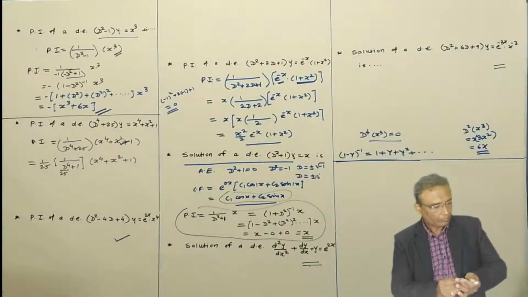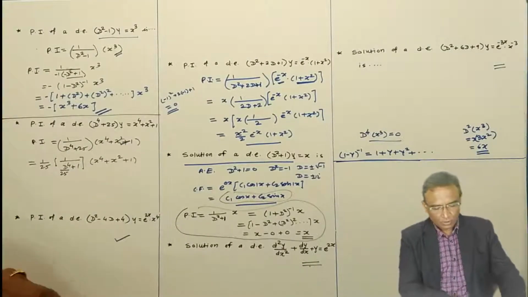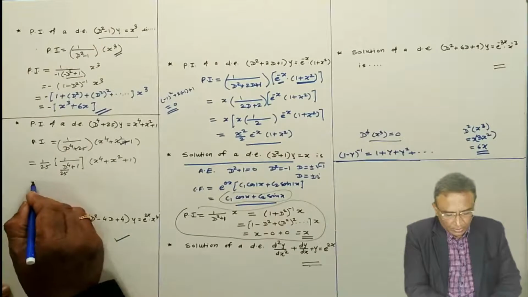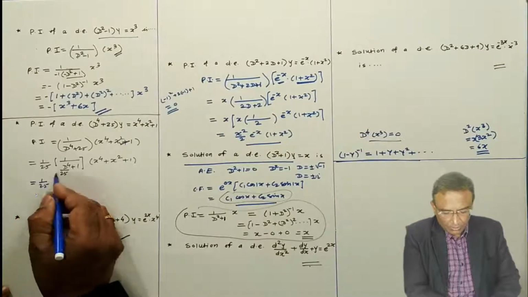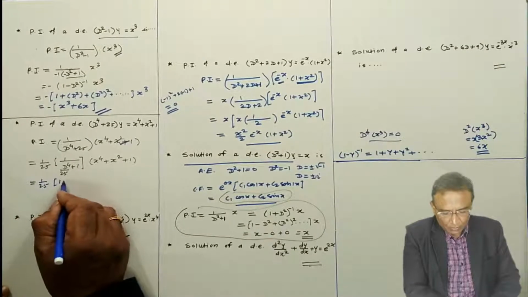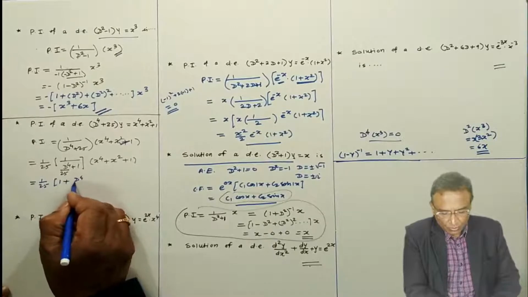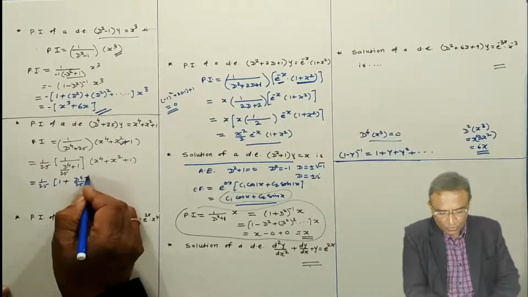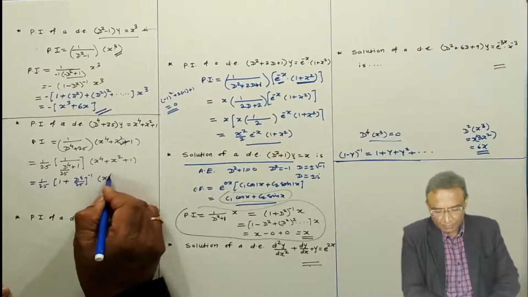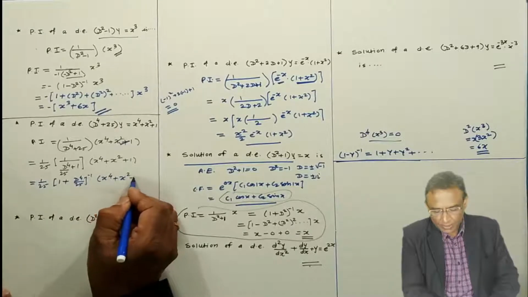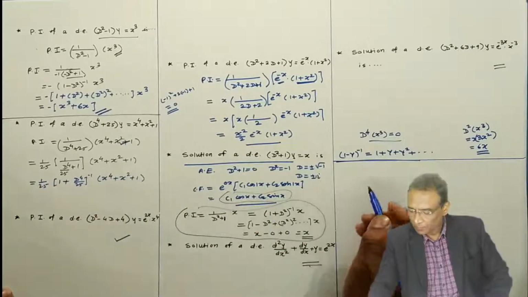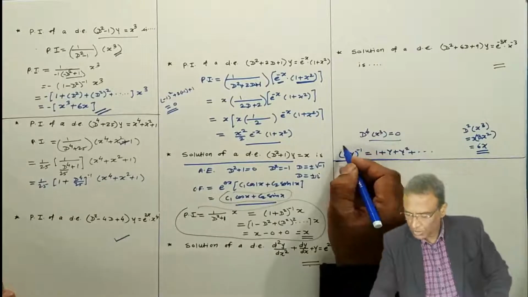Okay. Now take this in the numerator. It is 1 plus D raised to 4 by 25, raised to minus 1. The function is the same. Then expand it using the formula 1 plus y to the power minus 1.